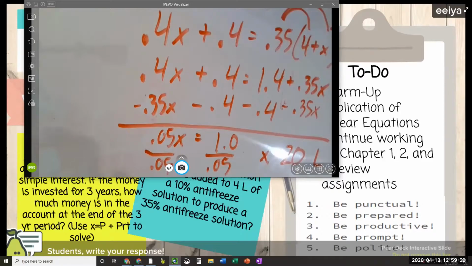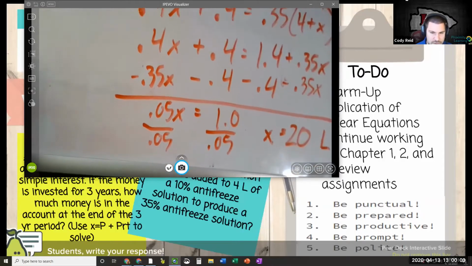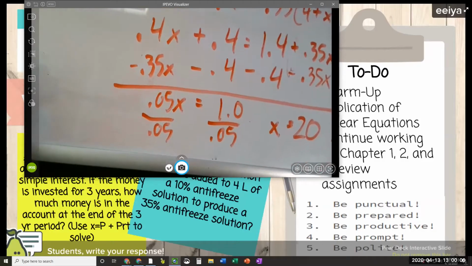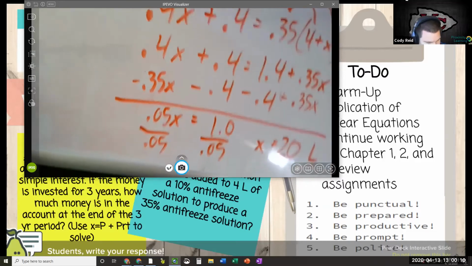All right. Is that a 0.20? I can't really see because of the light. Oh, sorry, that's x equals. Okay. Yep. Apparently the light is just not going to cooperate.